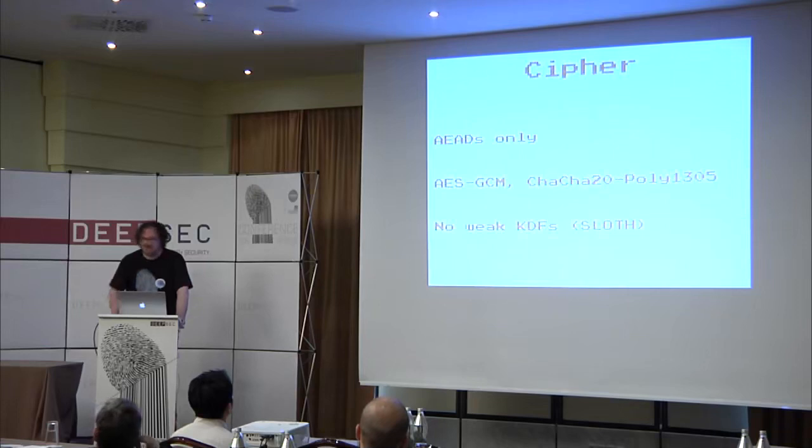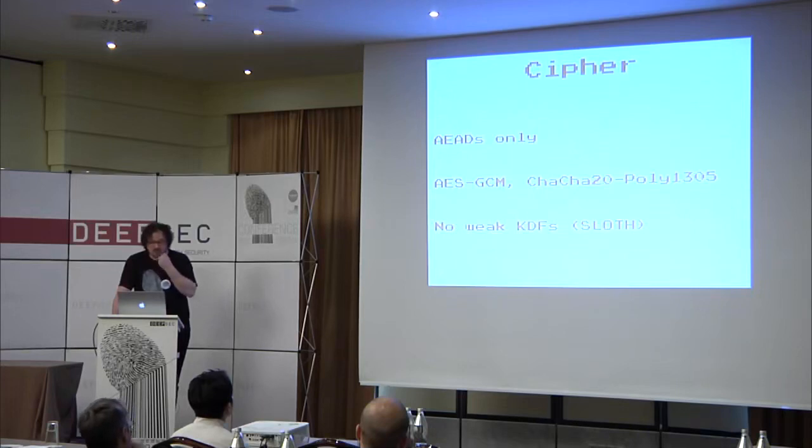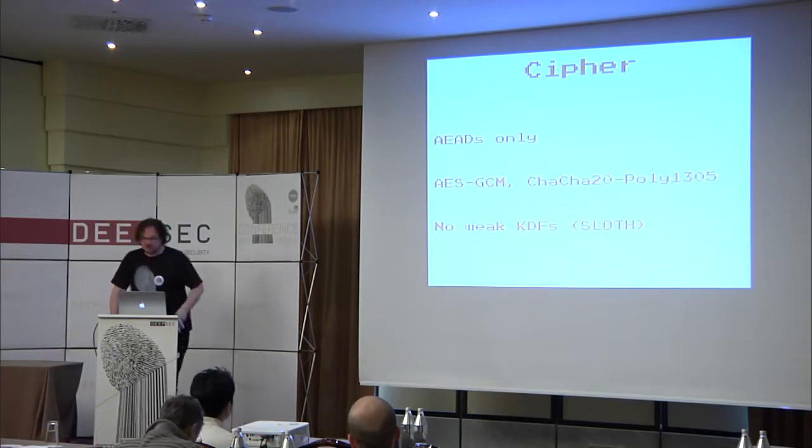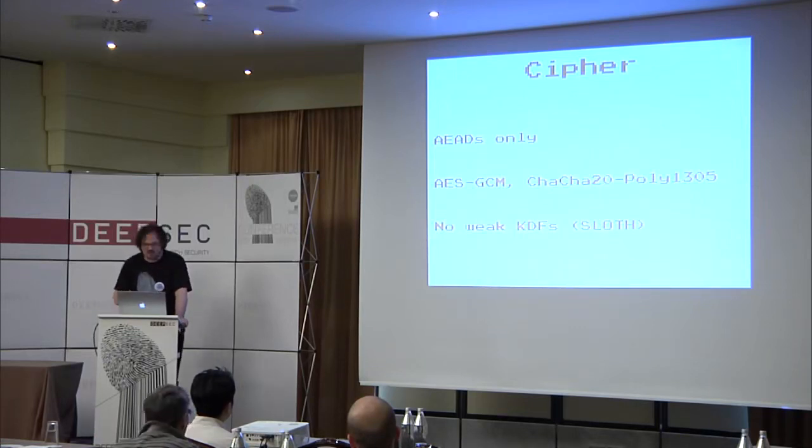Speaking of ciphers, it's AEADs only, so no RC4 stream ciphers, no CBC mode ciphers, and this really only leaves two types of ciphers, which is AES-GCM, which is an AEAD for AES, as well as another DJB crypto piece, which is ChaCha20-Poly1305. And when it comes to deriving one key from the next to the next, there's no weak types of session transcript hashes. You can't use MD5 or things like this. So this avoids problems like SLOTH.